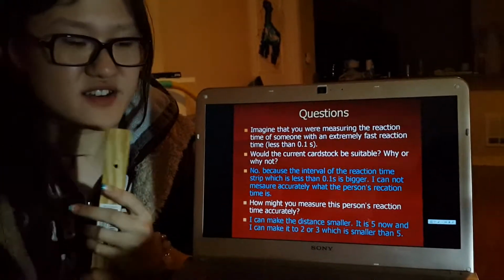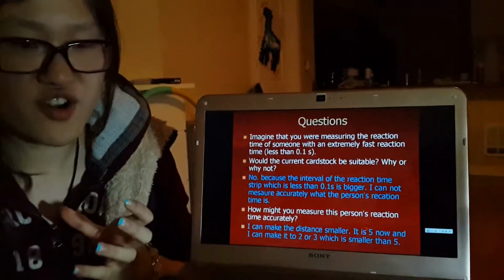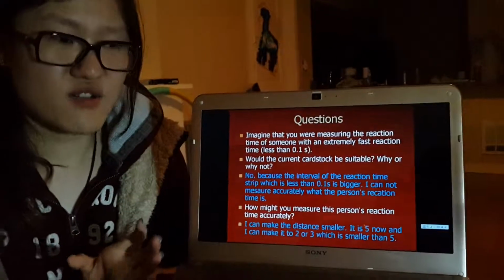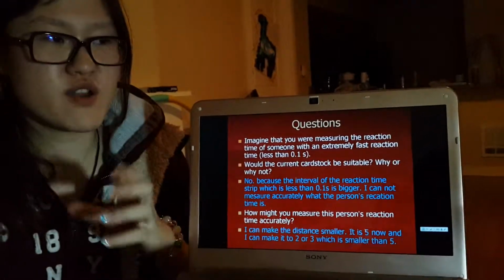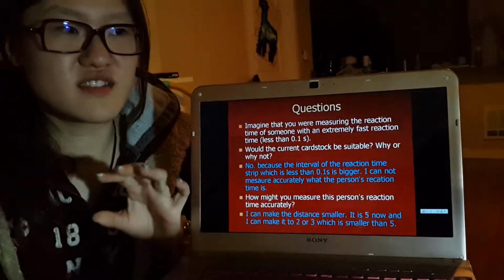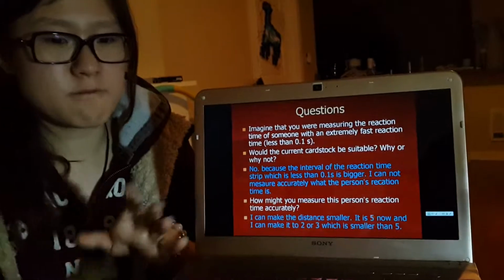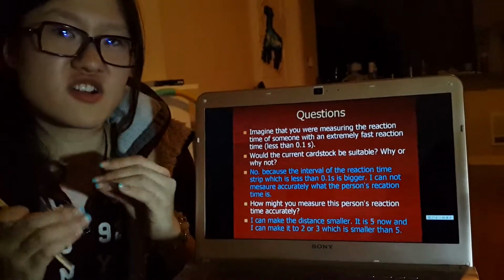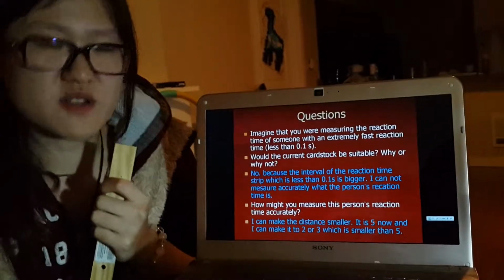A better method is to make the distance smaller. The interval for distance is 5 millimeters right now, and I can change it to 2 millimeters or 3 millimeters. If I put the smaller interval distance into the equations, I will get smaller reaction times. So that's one way to solve these problems.